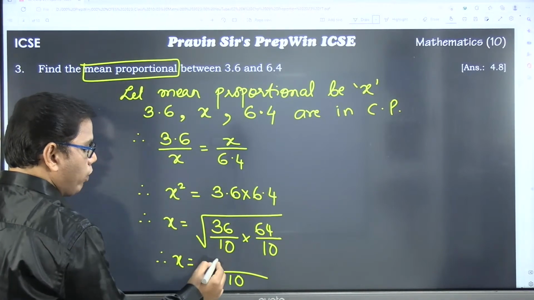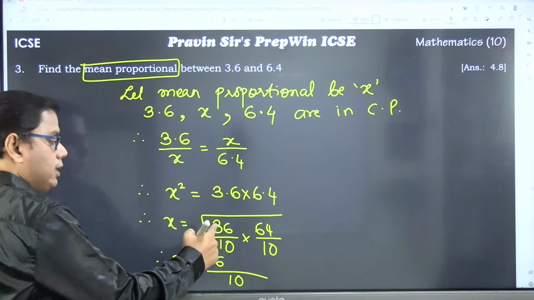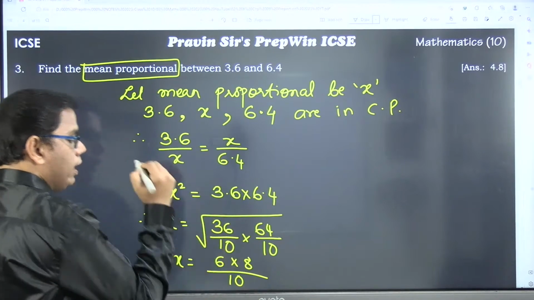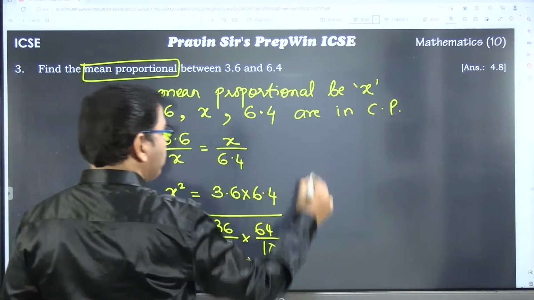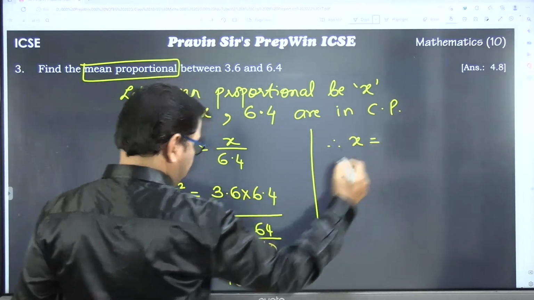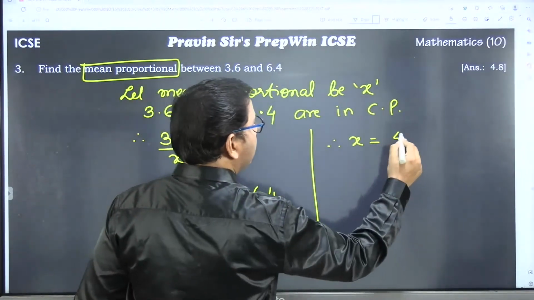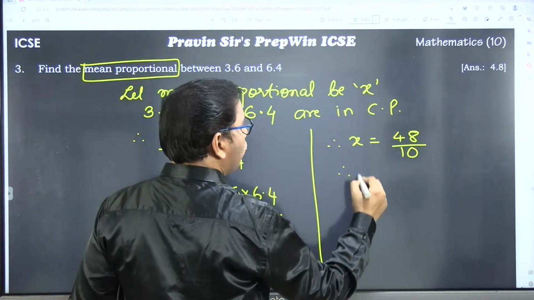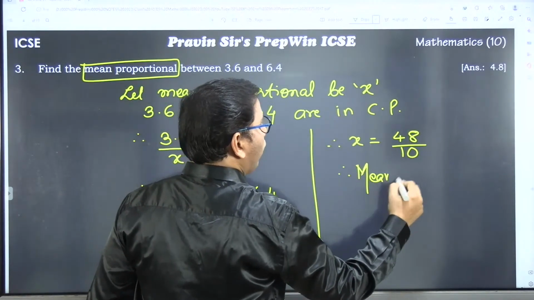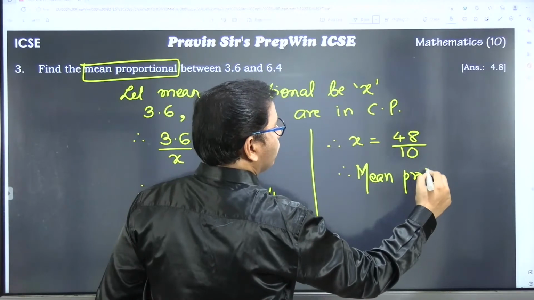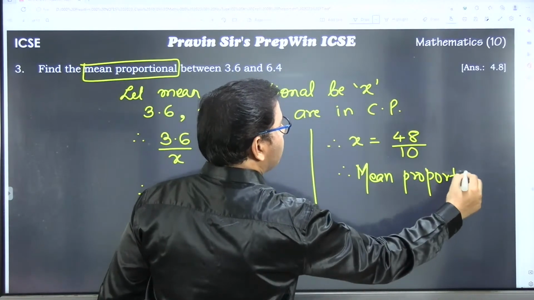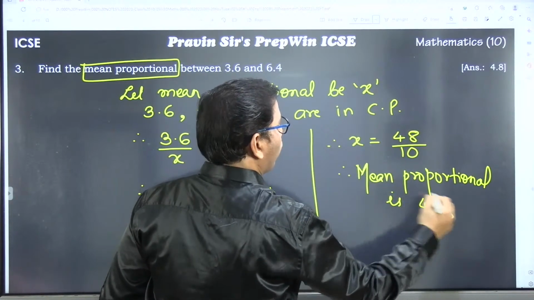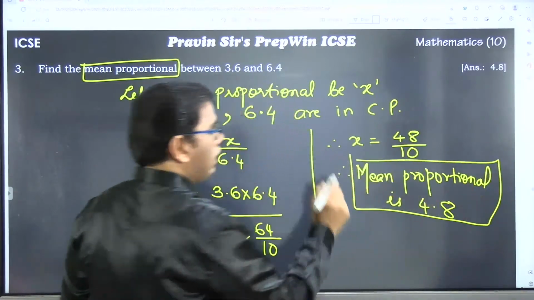36 is a perfect square. Square root of 36 is 6. And 64 is also a perfect square. 8 square is 64. Therefore, I can say x is equal to 6 into 8 is 48 upon 10. Please don't cancel this yet, because your mean proportional is 48 divided by 10, which is 4.8. This is your final answer.